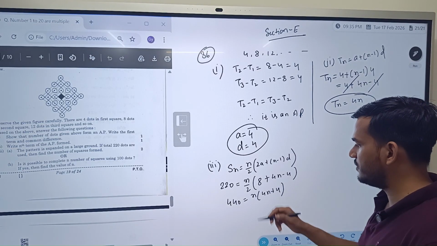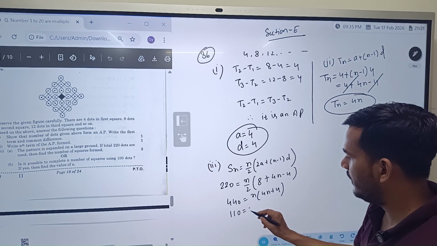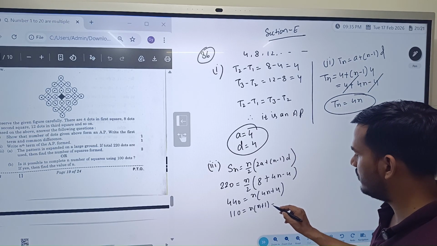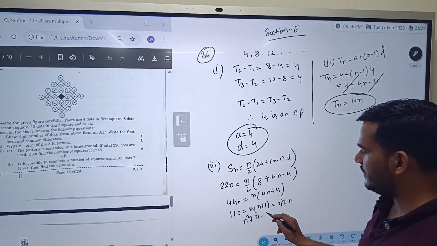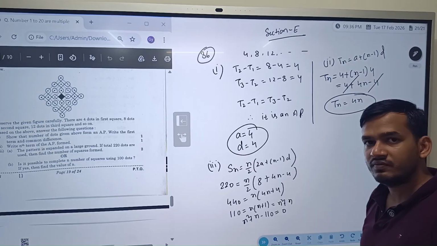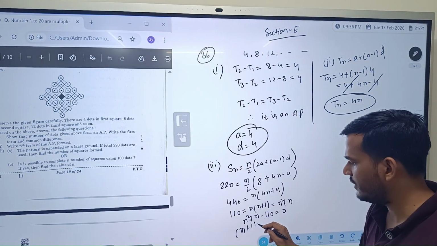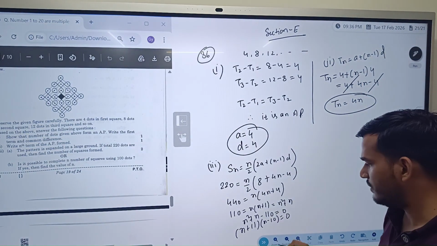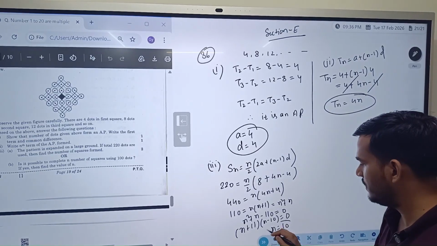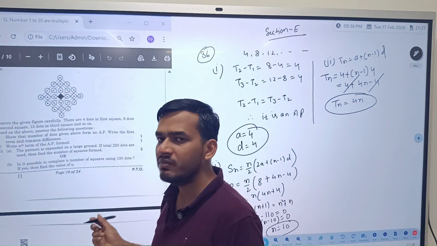You can divide this by 4. Divide by 4. 110 is equal to n into n plus 1. n square plus n. So it becomes n square plus n minus 110 equal to 0. Use middle term splitting to find the factors. Factors are n plus 11 and n minus 10. n cannot be minus 11, so n is equal to 10. So number of squares is equal to 10.